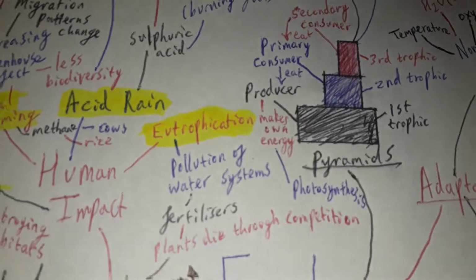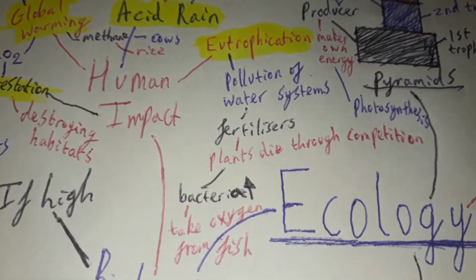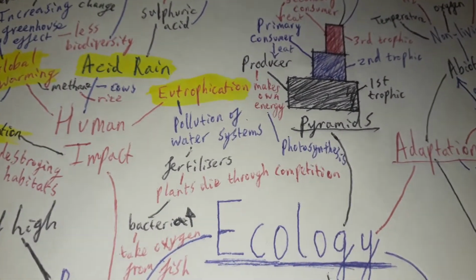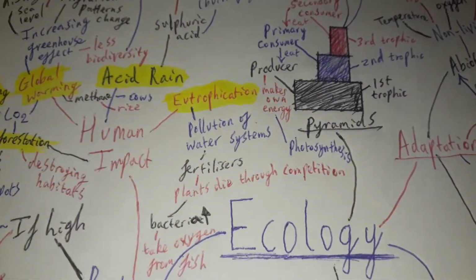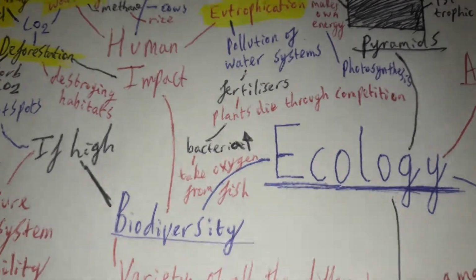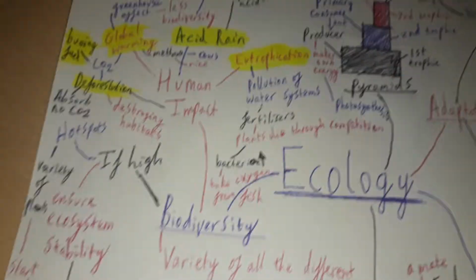Now let's look at eutrophication. So it's basically the pollution of water systems through fertilizers. So because of this, a lot of plants die through competition. So there's just a load of big plants and all the little plants are dead at the bottom of the water, and that brings a load of bacteria in, which steals all the oxygen from the fish. So the fish end up dying and most of the plants end up dying, which is pretty bad.